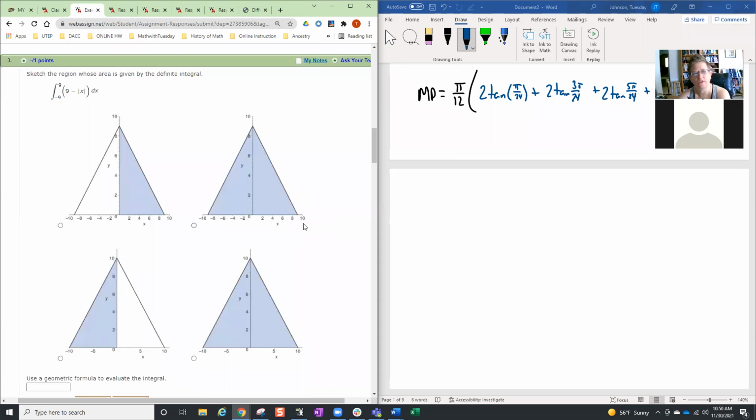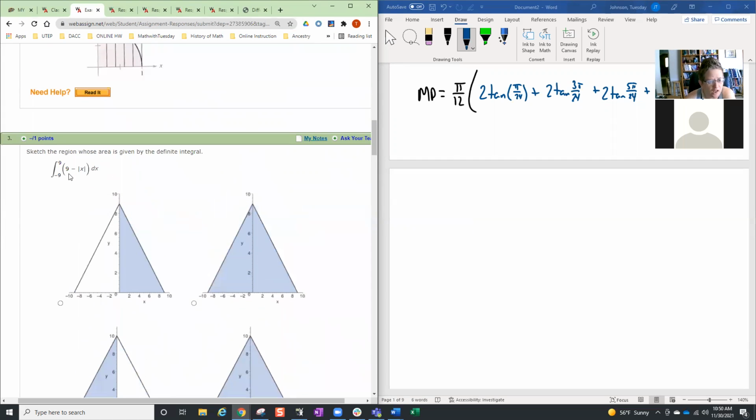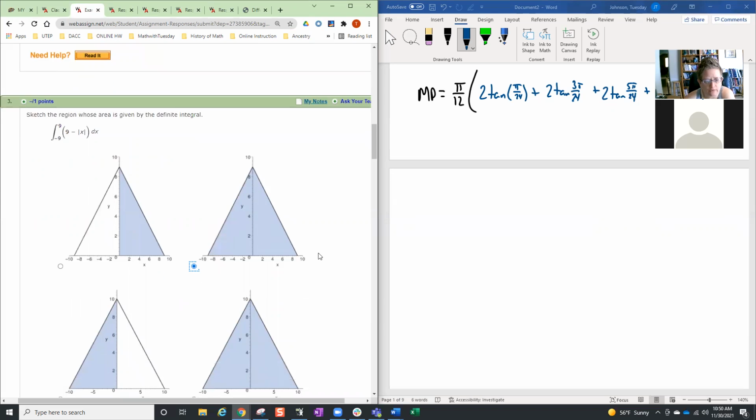So we want to sketch the region whose area is given by the definite integral. The first thing I would look at is -9 to 9. So it's not these two, it goes all the way to 10. Good, top ones, 9 minus the absolute value. These graphs are exactly the same in every other way except for the shading. The shading goes from -9 to 9. This one goes from 0 to 9. It's not that one. -9 to 9 would be this graph.